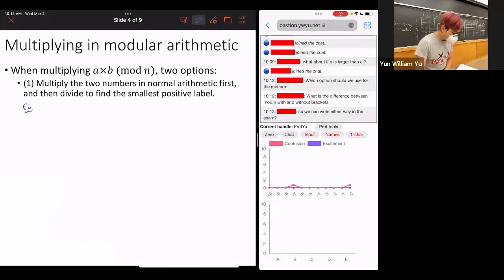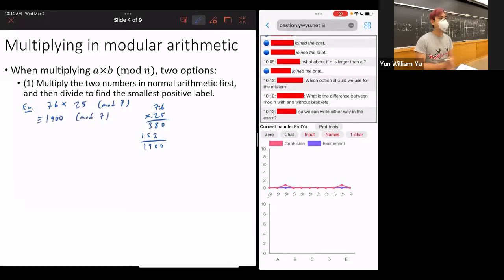For example, 76 times 25 mod 7. What is 76 times 25? That's 30 plus 35, 380, and that's 1900. So that is congruent to 1900 mod 7.